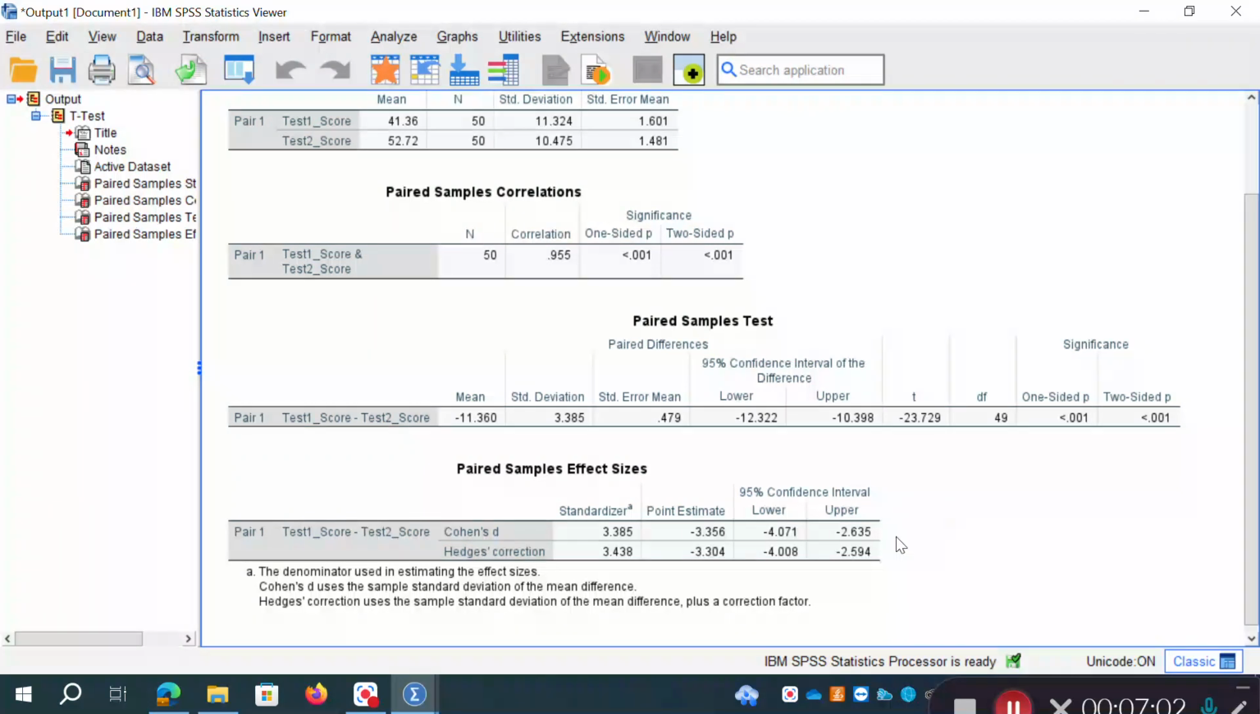If we look at the absolute value of this point estimate, a Cohen's d of 3.356 would be a very huge effect. So we have a statistically significant difference, but also a practically significant difference in terms of test score. Participants improved greatly on the second test compared to the first.